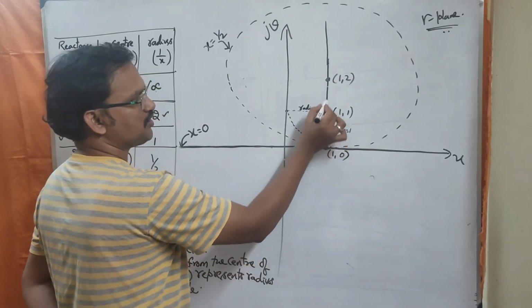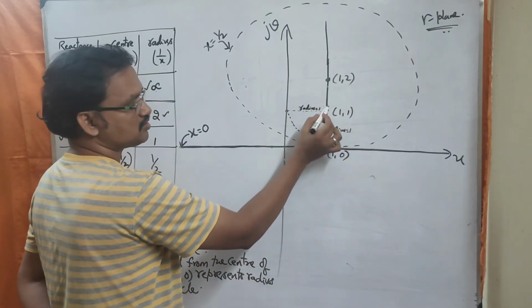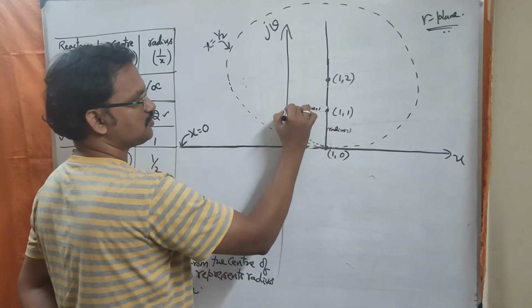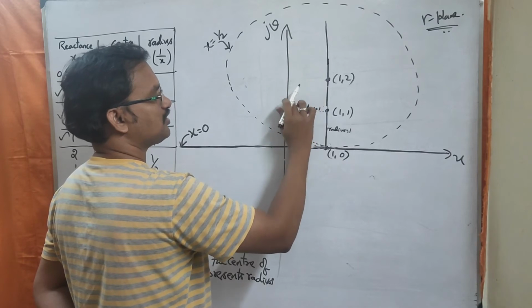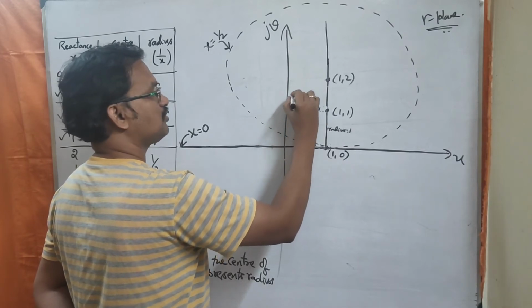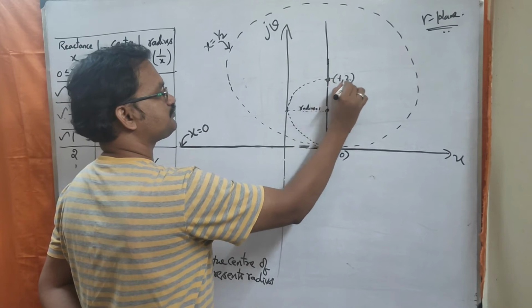Okay, and the distance from here to here is how much? 1. So that means it also represents what? Radius. So from here to here, this circle must have the radius 2, but this circle must have the radius 1.